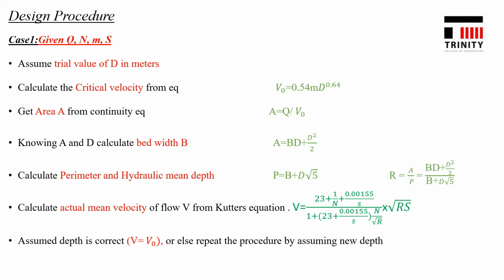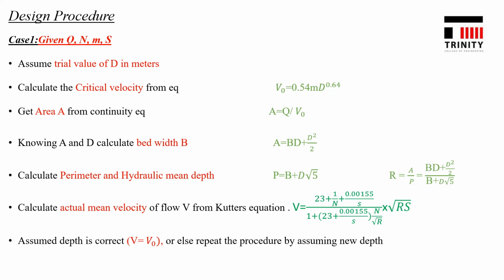So we first assume the trial value D in meters, then we find the critical velocity V0, then we find the area from the continuity equation. Next, from area and depth, we find the bed width of the channel. Then we move on to the perimeter and finally to the hydraulic mean depth. Then we find the actual mean velocity by Kutter's equation. On comparing the critical velocity V0 and the actual mean velocity V, if they are equal, then the assumed depth is right. Otherwise, we have to change the depth and repeat the same procedure from the beginning.